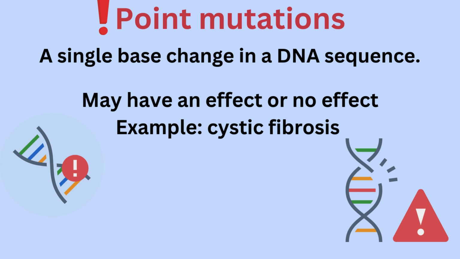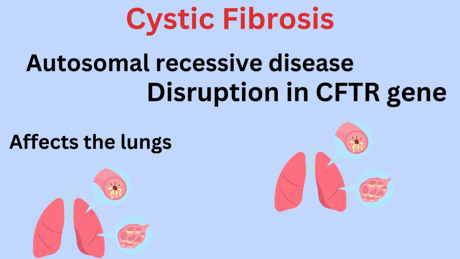After the building blocks are made in strings, they go through processes of folding into the secondary shape, the tertiary shape, and the quaternary shape, which give the final protein. But if there is a mistake, an example is cystic fibrosis. Now, cystic fibrosis is an autosomal recessive disease.